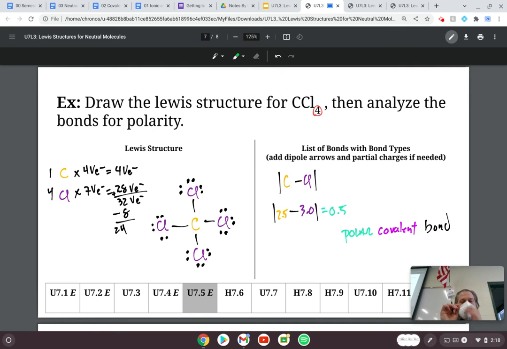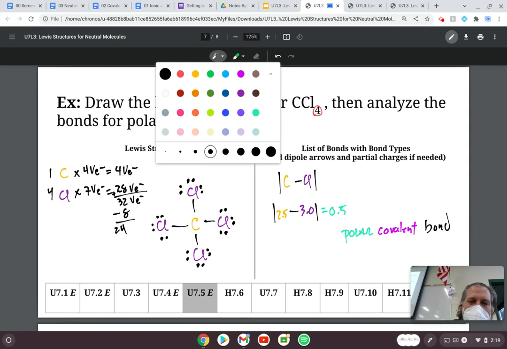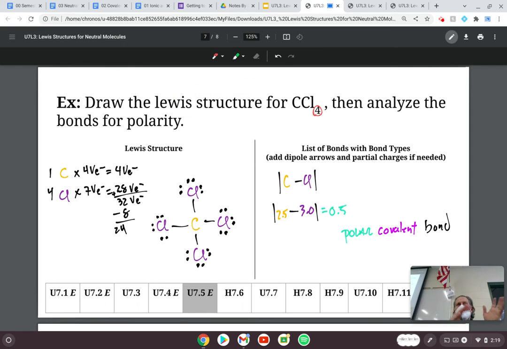So each of the bonds between carbon and chlorine, carbon and chlorine, carbon and chlorine, carbon and chlorine are polar covalent. Now, if they're polar covalent, we have to draw the dipole arrow, and the dipole arrow is pointing toward the more electronegative atom. And so according to my information, it should be something like that. So on each of these bonds, I'm going to draw this.